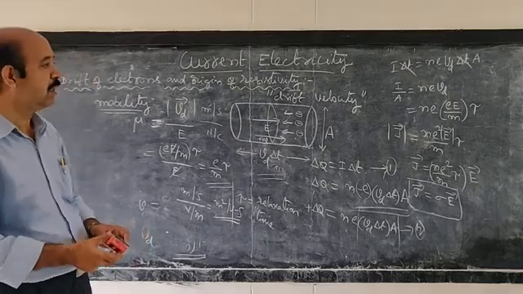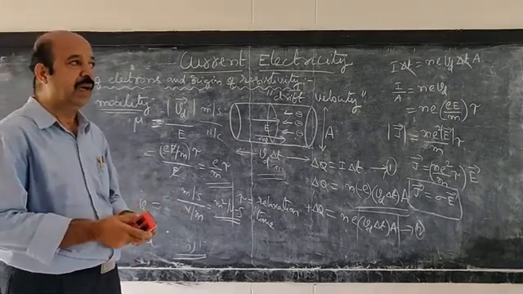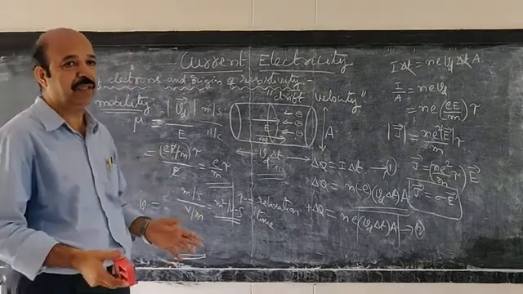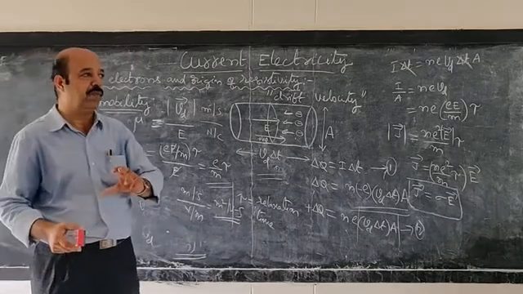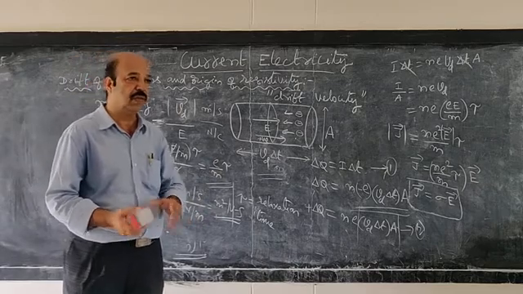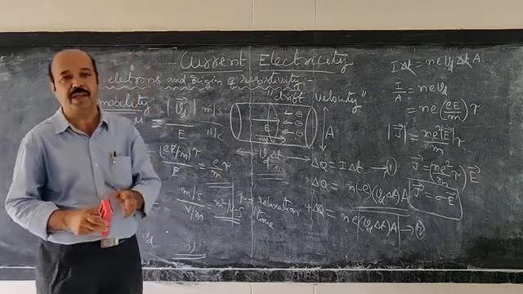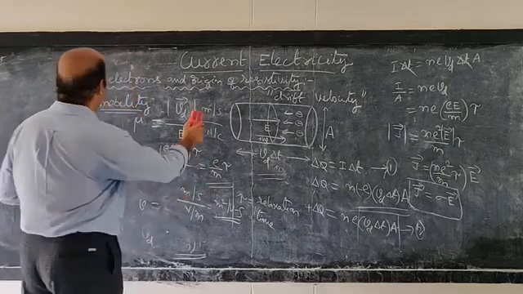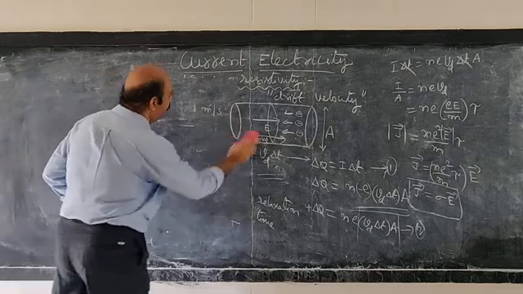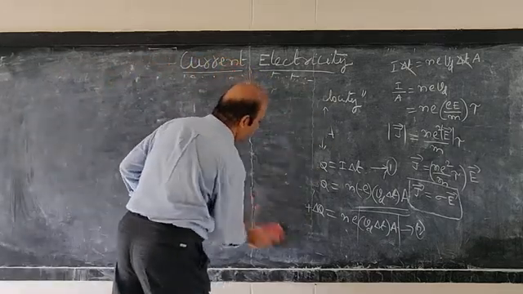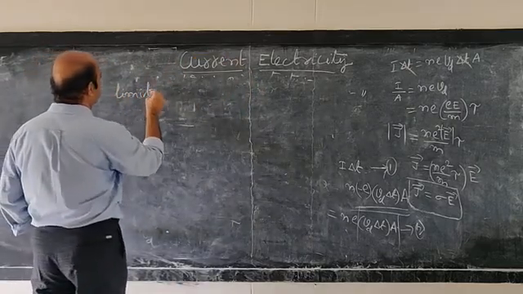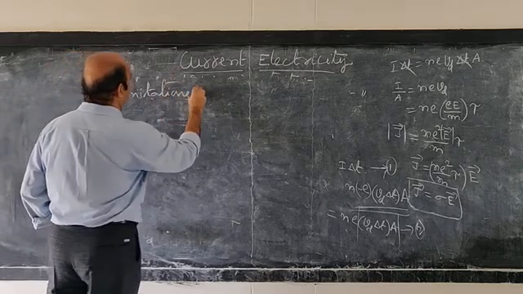Then we will talk about limitations of Ohm's law. Ohm's law is not a universal law. It is only a relation that can be used for calculating the voltage or current if the resistance is known. So it can be used as a mathematical relation, but it is not a universal law. So let us discuss the limitations of Ohm's law.